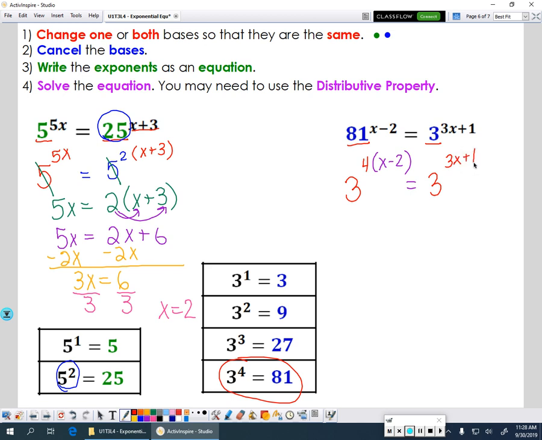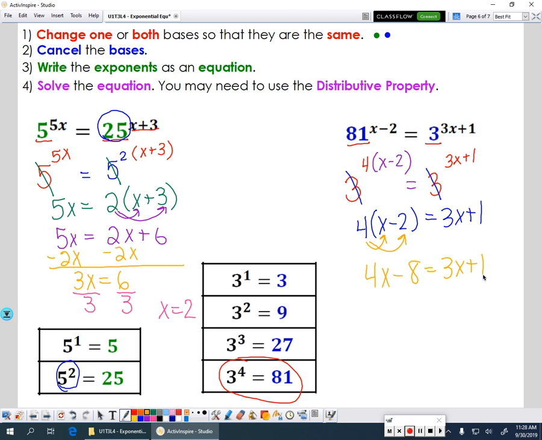So now my bases are the same. I can cross off my bases, and I can set this up as its own equation. I'm going to do my distributive property right here. So I'm going to get 4x minus 8 equals 3x plus 1.